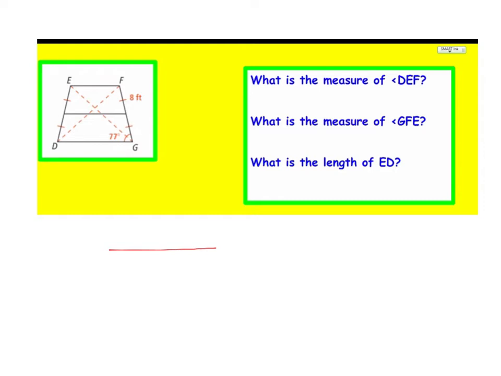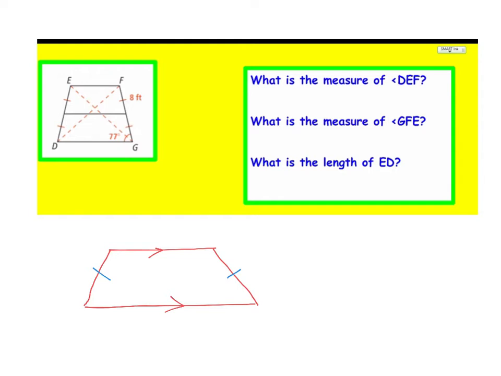So an isosceles trapezoid is just one where the two sides, these are called your legs, are congruent. So we still have parallel lines. It just means that the legs are congruent. Okay, so that's an isosceles trapezoid. Isosceles trapezoids have lots of really cool features.